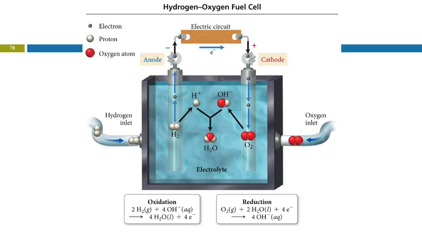So where do we get, well, here's a picture of the fuel cell. So we've got hydrogen gas coming in here, going past the anode, being oxidized. We've got oxygen gas coming in here and being reduced at the cathode. And so the hydroxide and the hydrogen come together to make water.